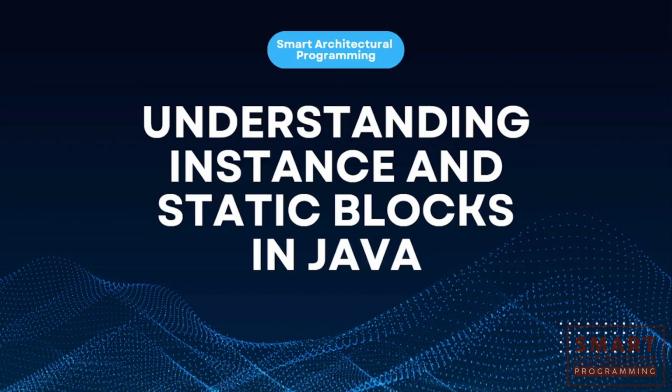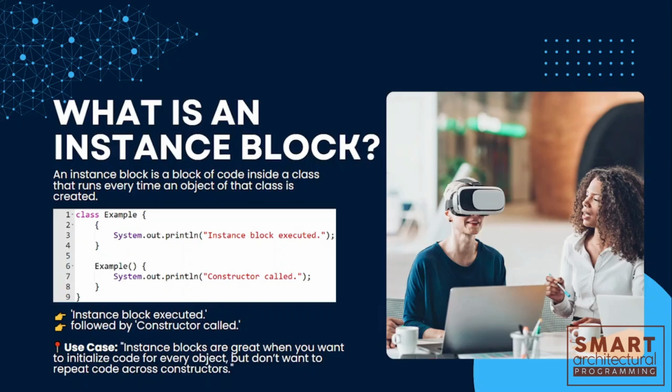Before anything, like with everything, we need to first understand what instance blocks and static blocks are. Let's start with instance blocks. An instance block is a block of code inside a class that runs every time an object of that class is created. Again, let me repeat that. An instance block is a block of code inside a class that runs every time an object of that class is created. Think of it like a special helper that sets up an object before the constructor is even called.